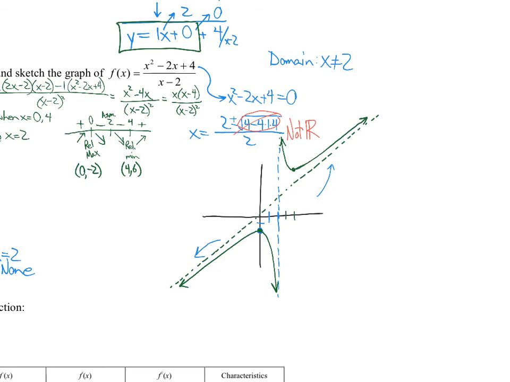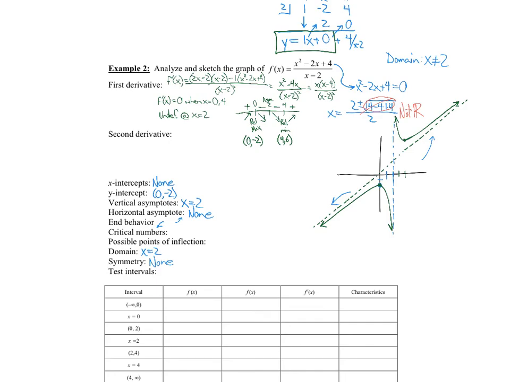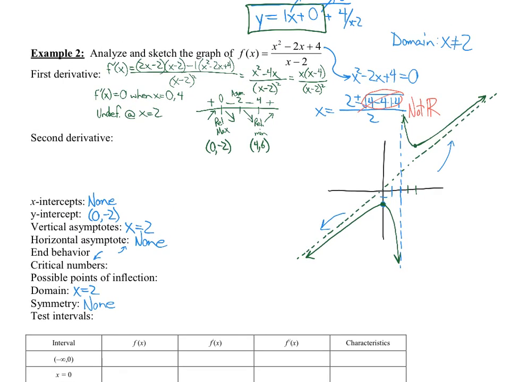Okay? So let's fill some things in here. The only critical numbers I have are 0 and 4, which gave us our relative max and our relative min. Isn't 2 a critical number because it's undefined at 2? Well, the function is not even defined at 2, so we wouldn't consider that a critical number. If the original function were defined at 2, but the derivative was not, then we would consider it a critical number. Okay? And then possible points of inflection. There actually are none. Now let's just not go by what we can eyeball from the graph.